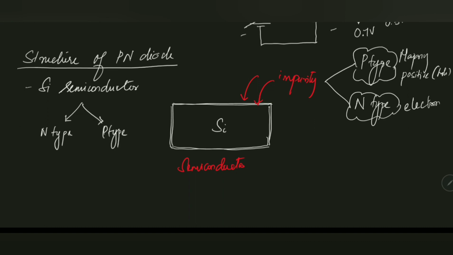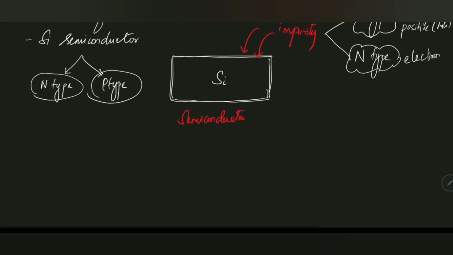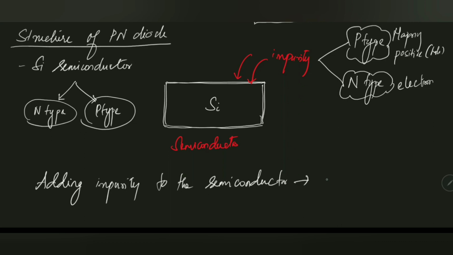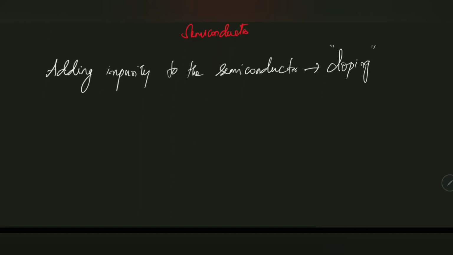For a diode, this n-type and p-type is more important. It should be a combination of n-type and p-type. As I told you, adding this impurity to the semiconductor to form a semiconductor is called doping. This is an important technical word in the PN junction diode. Doping means that we are adding an impurity to silicon.